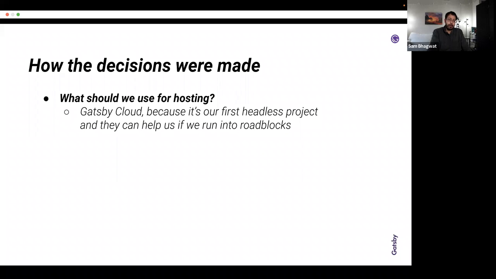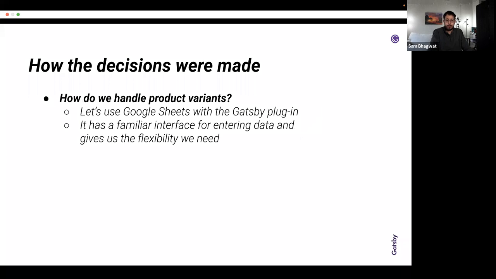For hosting, they decided that they wanted to go with Gatsby Cloud. A lot of that was because they were really ramping up on Gatsby as a framework, and they wanted to make sure if they ran into roadblocks, there would be someone there who understood not just the hosting side of things, but also the framework side of things, right? So they felt it was a risk reduction exercise to go with Gatsby Cloud.